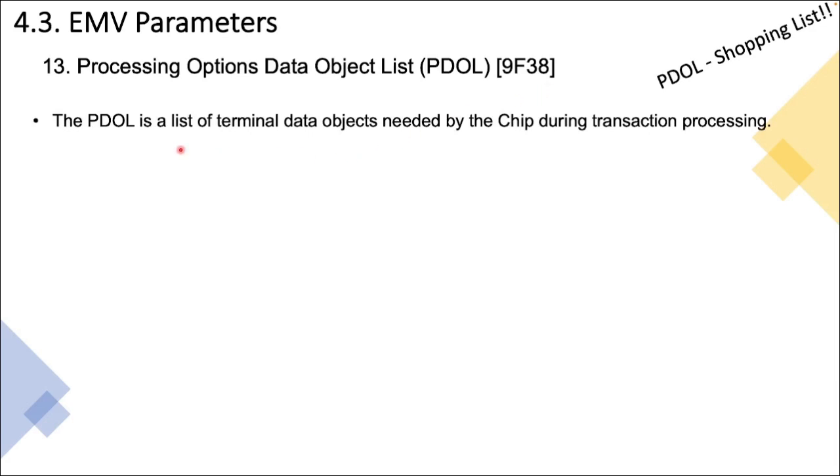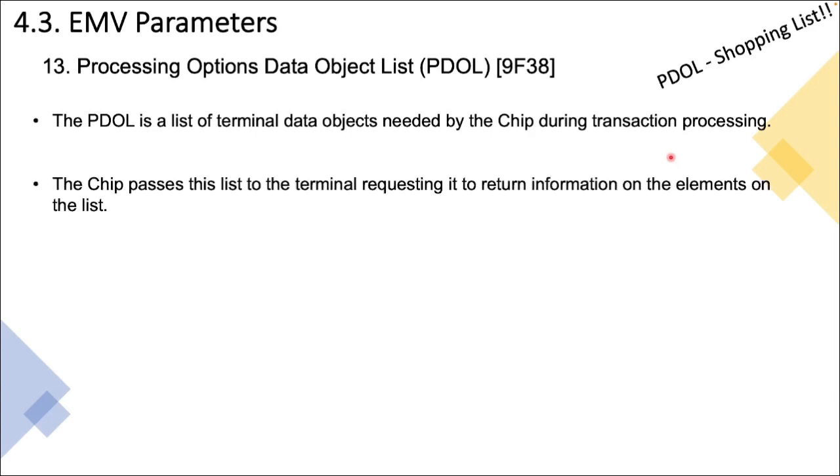The PDOL is the list of terminal data objects, right? This is important: of terminal data objects that the chip needs during transaction processing. So during a transaction, the terminal will do some risk management, the card will do some risk management, but as part of that, the card needs some key information from the terminal that it needs to factor into its risk evaluation. In order to get this information, it uses something called a PDOL to request it from the terminal. Okay.